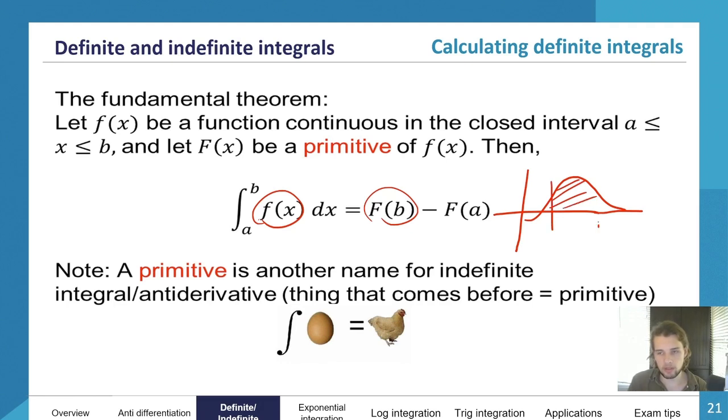So if we put lines here and we said this is A and this is B, and then if this was f(x), then we would be finding this area in here. And that's sort of what this is actually useful for when we're applying it.